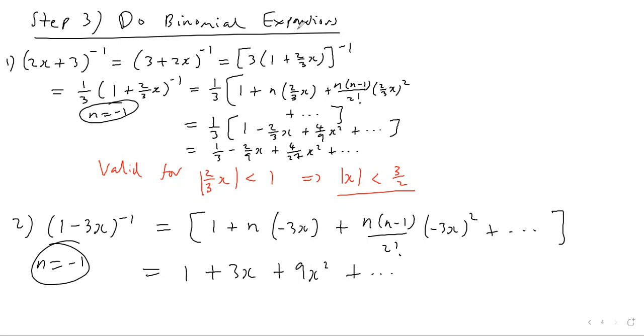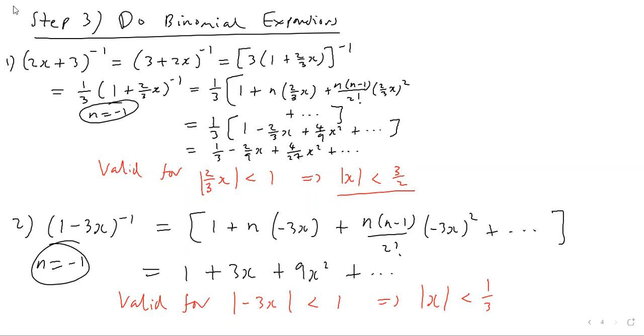And when is this expansion going to be valid? It's valid for the modulus of negative 3x being less than 1. Obviously, the modulus of negative 3 is literally just 3. So divide both sides by 3, and you get modulus of x less than a third.